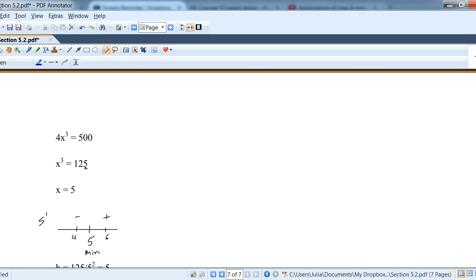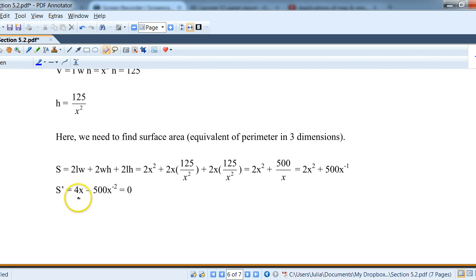Or you can use your calculator. I believe it's math option 3 or something like that for the cube root, so you can look for that. So we can get 5 here. And once again, I picked 4 and 6, something easy, to plug back into the original derivative, which was 4x minus 500 over x squared.